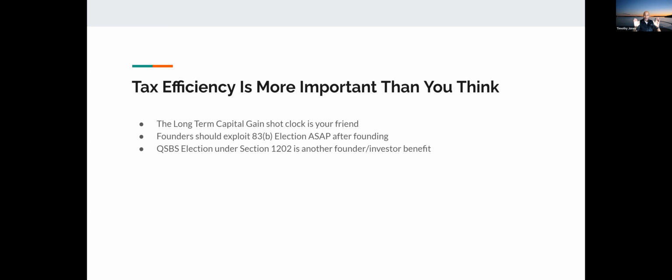What is very often overlooked is tax efficiency, the tax efficiency of being in a startup. You see this become important in periods in the market like what we're seeing right now, where there's a lot of discussion about whether or not one should exercise their options based upon the option price and the actual market price. The one takeaway I think it's important to understand is that the long-term capital gain shot clock is your friend.